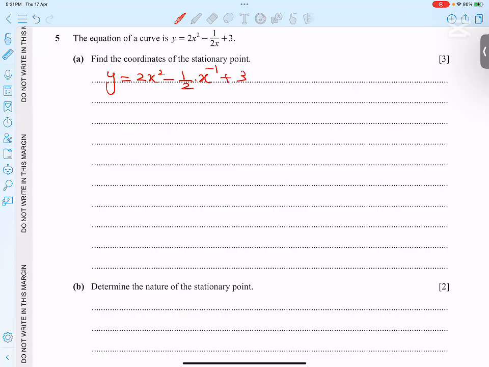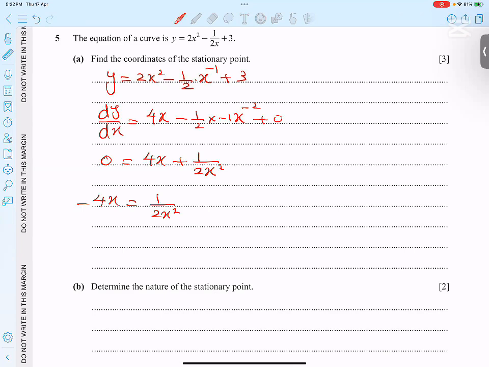So he's asking for stationary coordinates. So we will go for differentiation: 2 comes down, power 1 less, negative half copy, negative 1 comes down, power 1 less, and 3 becomes 0. I will set the derivative to 0, and first I simplify and bring it down. I'll bring 4x to the other side, cross multiply. I bring x cubed there and negative 1 over 8. I bring 4 this side, x on the other side.